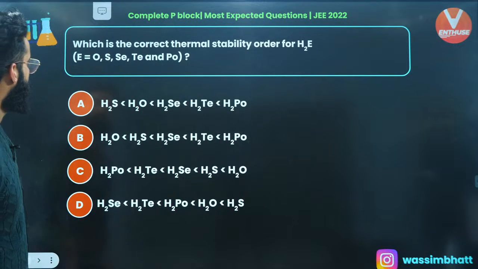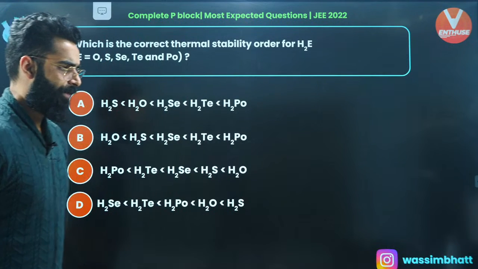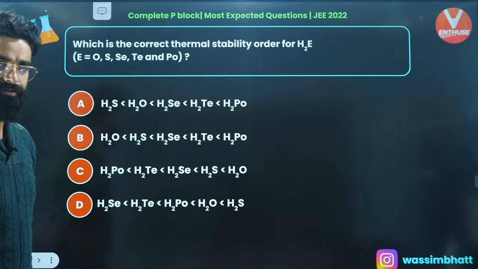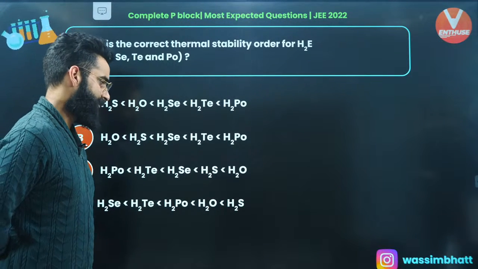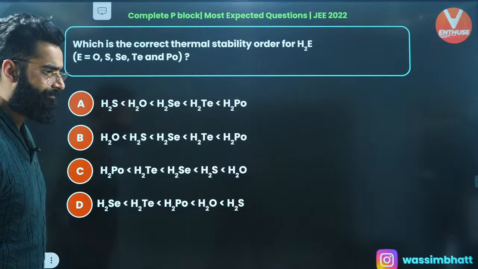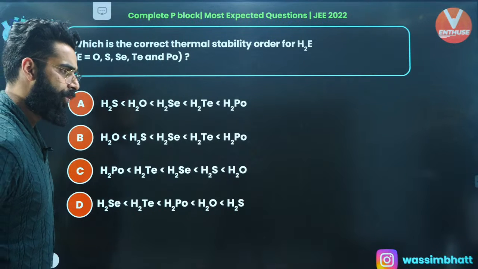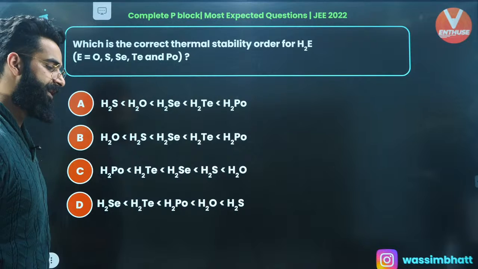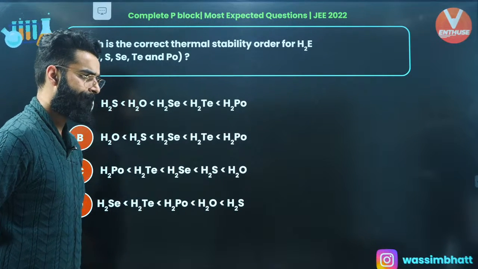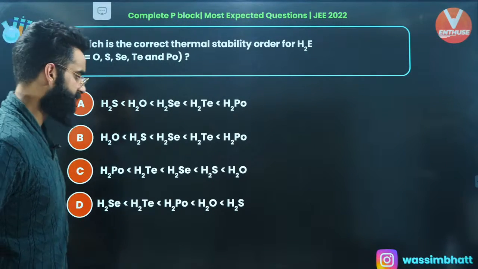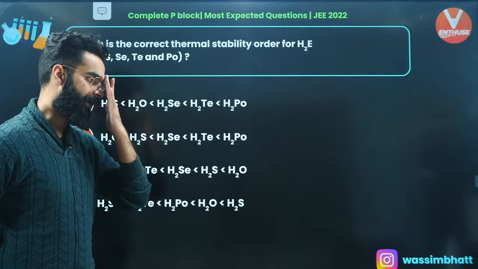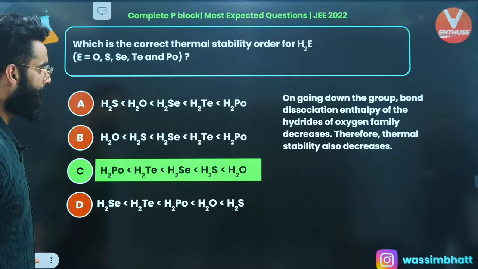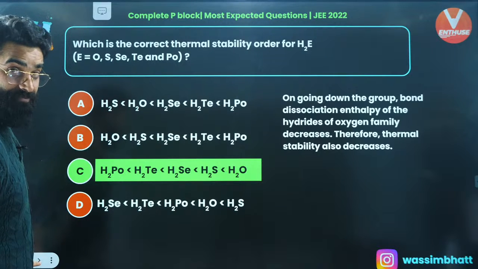Okay, moving on to one more. Thermal stability, what do you think about this one? Thermal stability, my dear people. Hydrides of group 16, right? It's again going to show the same trend. H2O is going to be maximum stable, followed by H2S, followed by H2Se, followed by H2Te, followed by H2Po, right? So it's absolutely going to be option C, which is the correct answer of this particular question. Perfect. It's a very common question. And the reason is the same, bond dissociation energy.